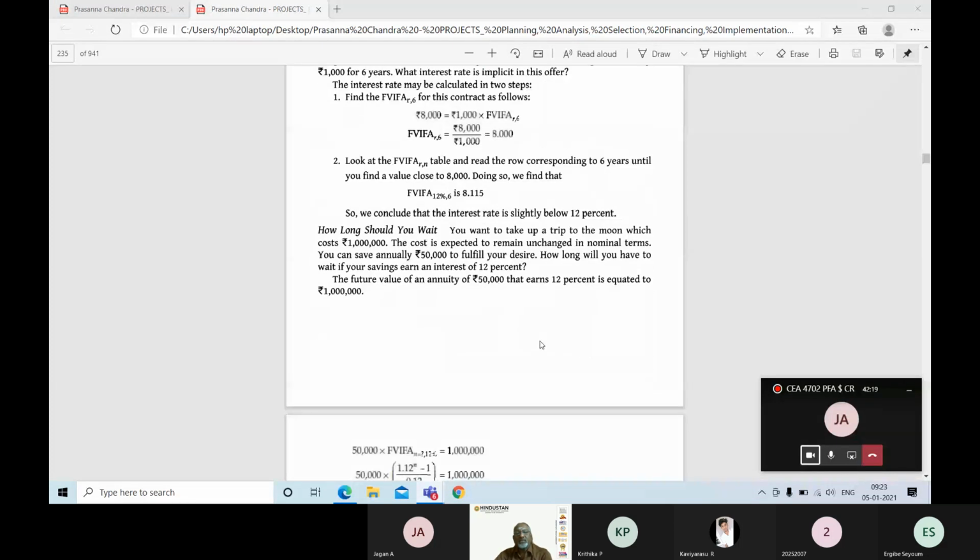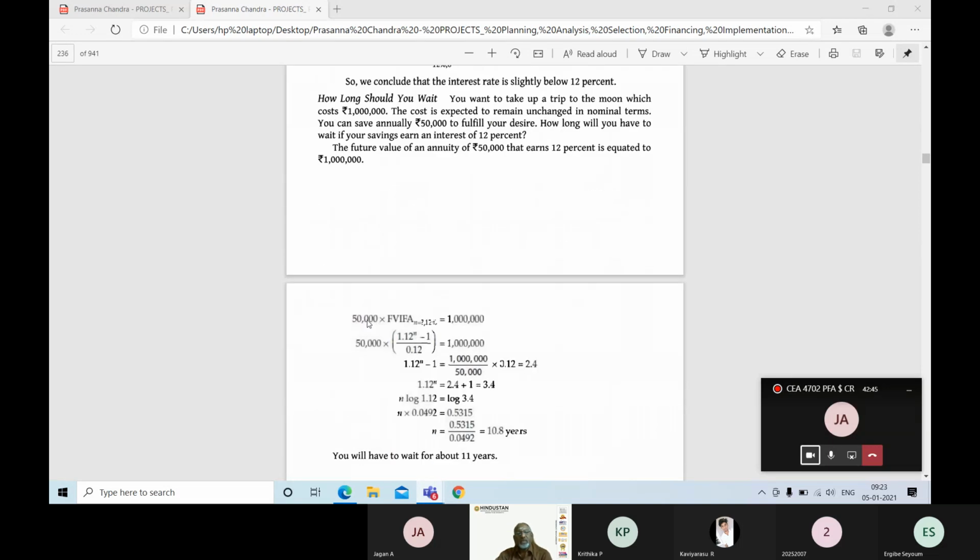So how long should you wait? You want to take a trip to the moon. It costs about this amount, 10 lakhs. The cost is expected to remain unchanged in nominal terms. You can save annually 50,000 to fulfill your desire. How long will you have to wait if your savings earn an interest rate of 12%? The future value of an annuity of 50,000 that earns 12% equated to 10 lakhs. So 50,000 times FVIFA is equal to 10 lakhs, and the formula for FVIFA is 1.12 to the power n minus 1 divided by 0.12.